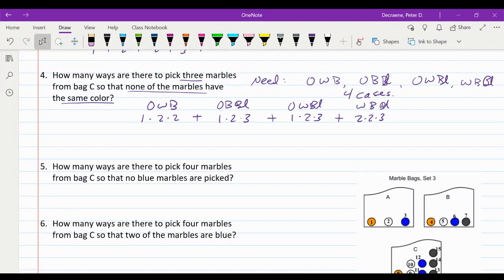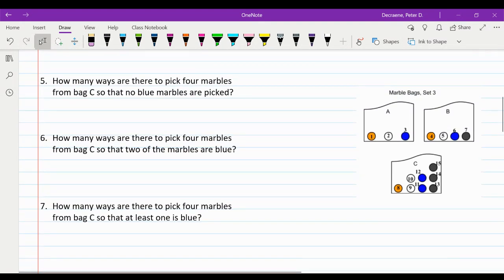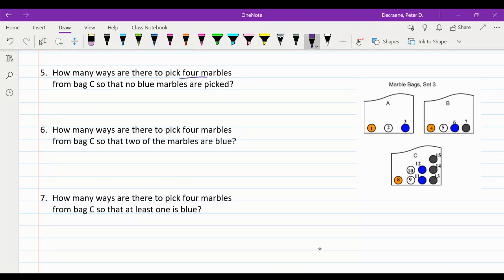Number 5. How many ways are there to pick 4 marbles from bag C so that no blue marbles are picked? Well, in bag C, I've got 6 marbles that aren't blue, so out of the 6 non-blue marbles, let's choose 4.